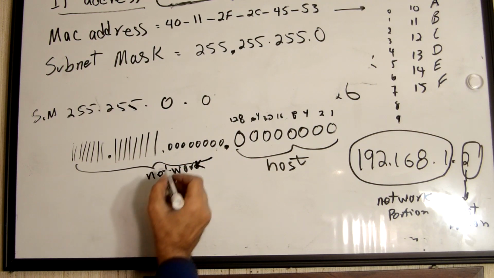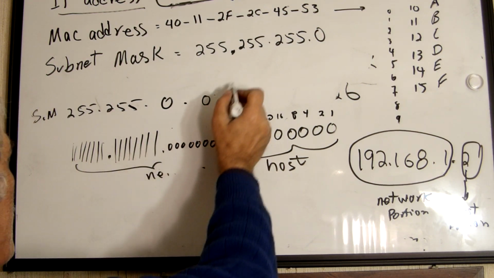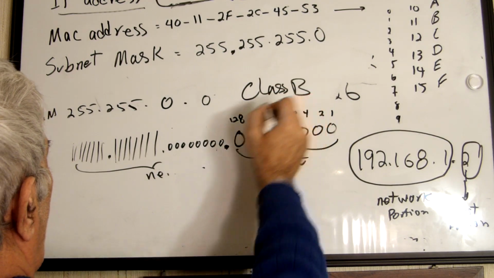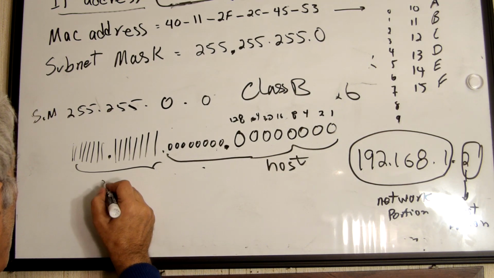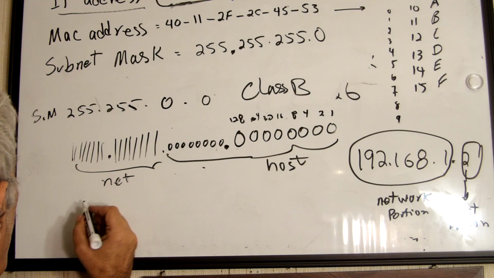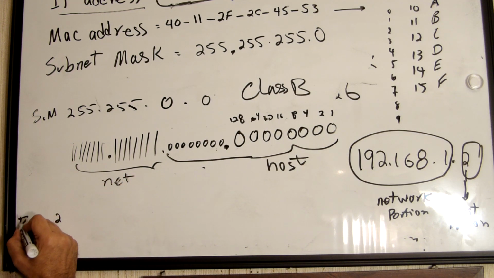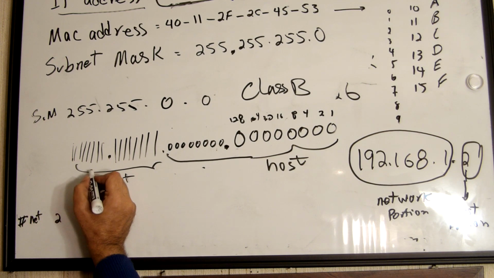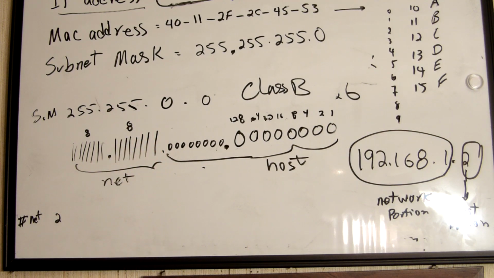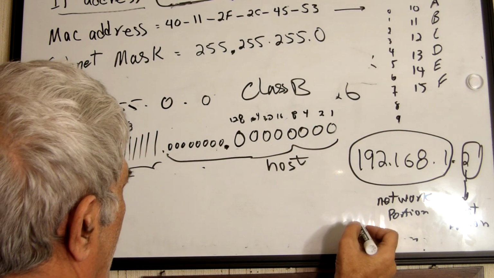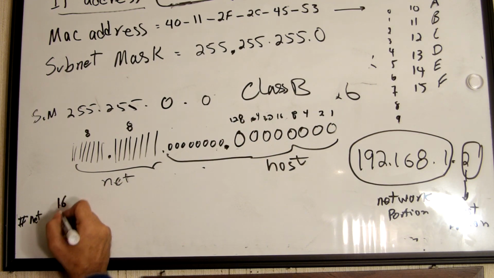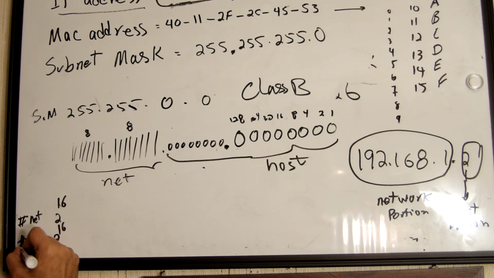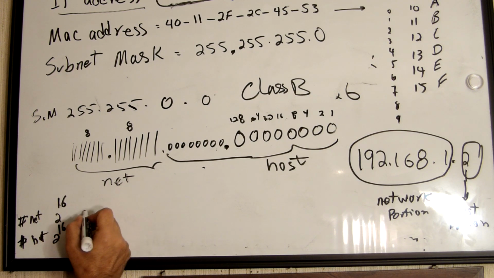There are 8 zeros. So the number of hosts this time is going to be, this is class B. The number of hosts is going to be this much, and the number of networks is going to be this much. If you want to find the number, first of all, the network is 2 to the power of 8, 8 bits. We talked about it. 2 to the power of 16 is going to be the networks, and 2 to the power of 16 is going to be the hosts.